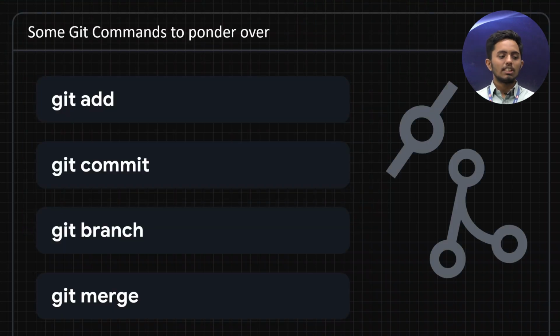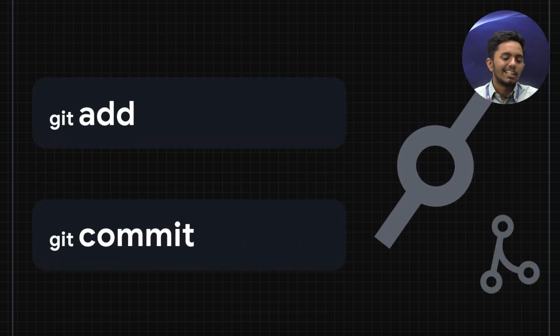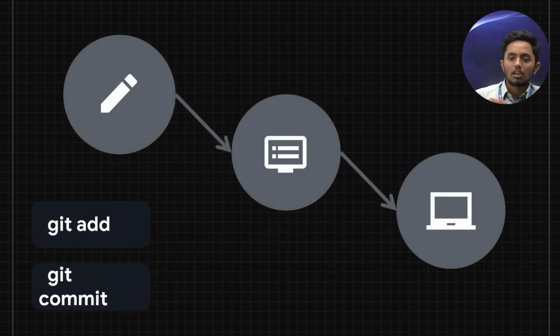Okay, so these are some basic Git commands that you have to ponder over. Let's get started with the most important commands, the ones you'll be using the most: git add and git commit. So what are these commands? Again, there are a lot of alternatives. I'm just describing how to use the command line version.